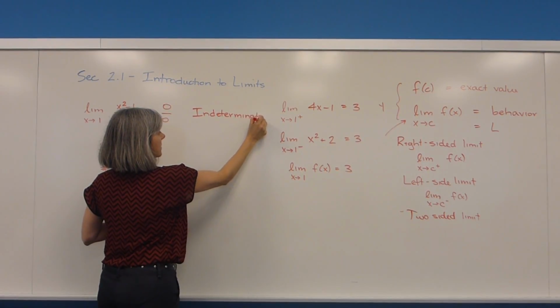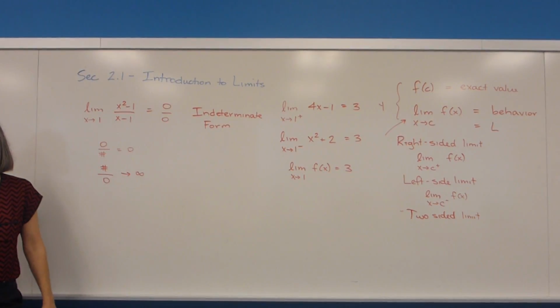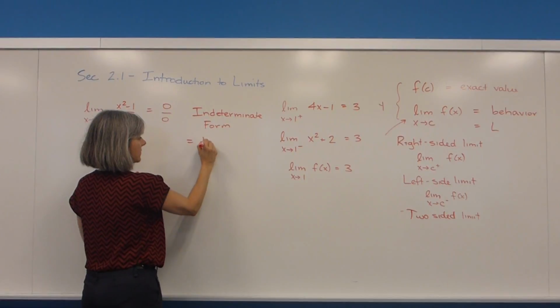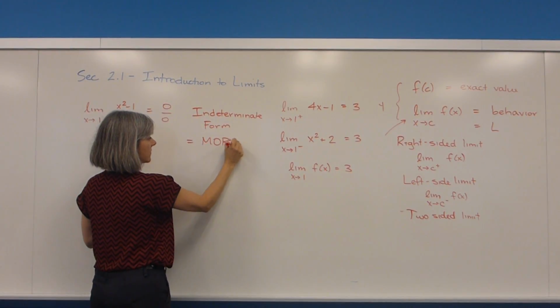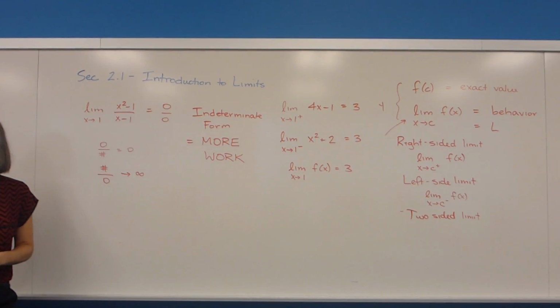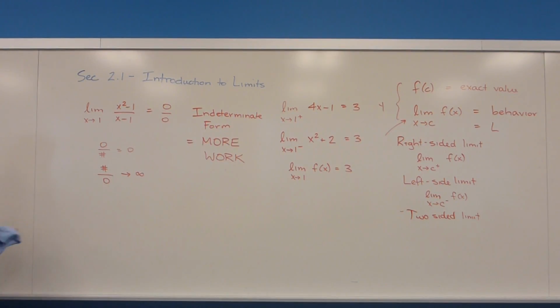Indeterminate form, 0 over 0. You get 0 over 0 and you should say, okay, more work. It's not 0, it's not infinity, we don't know what it is until we do more work. So let's take a look. Let's graph this.